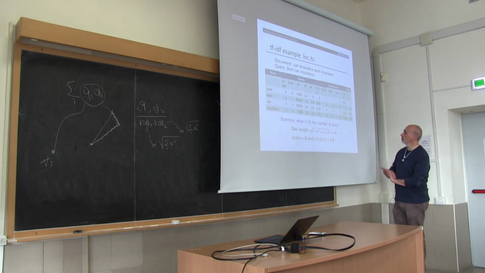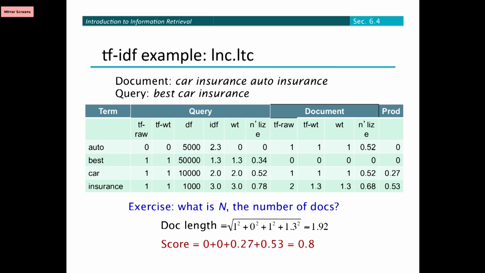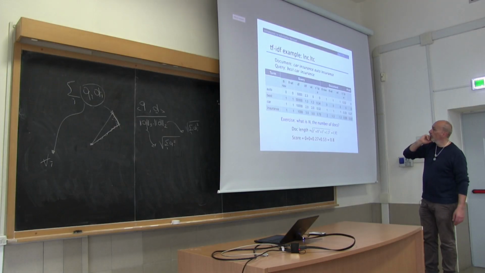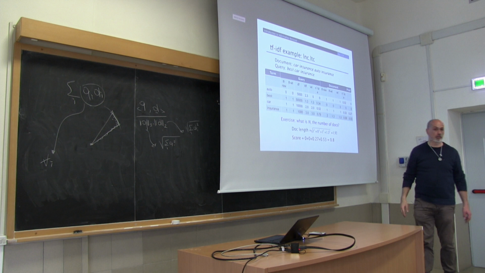So they give you some information. So you have a query, you have a document collection. Then you have a query. And actually you have 4 terms here. They will be thousands, but in our case, you want to consider the score of a document, let's say car insurance, auto insurance, a document containing those words, with respect to the query best car insurance.